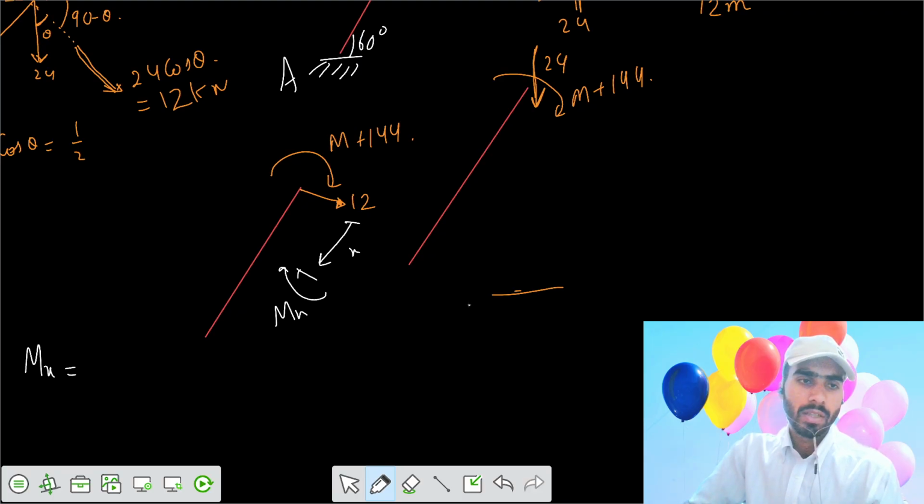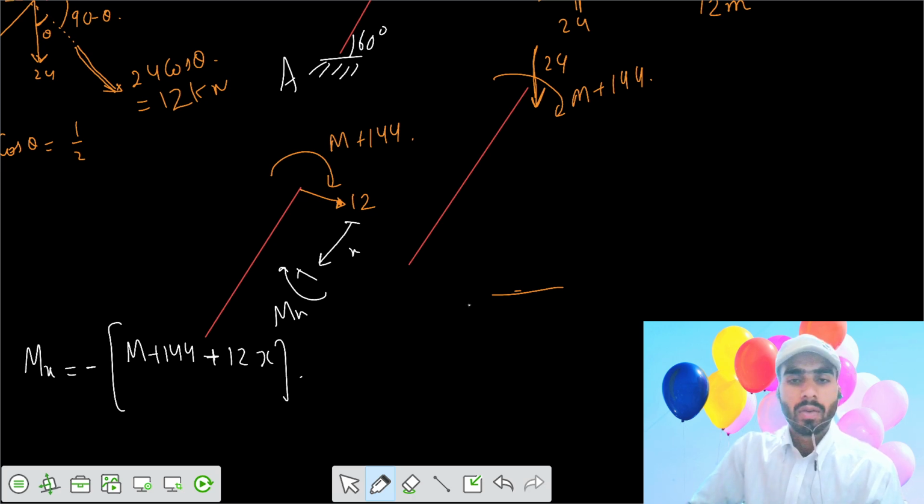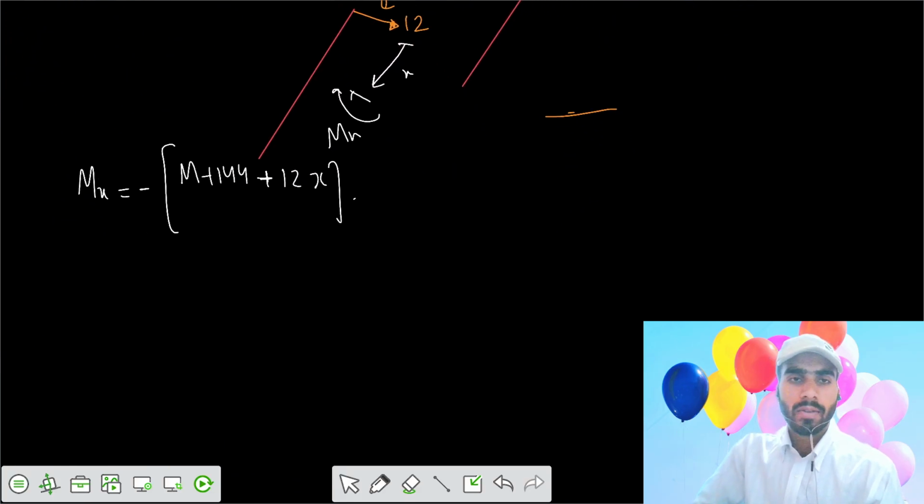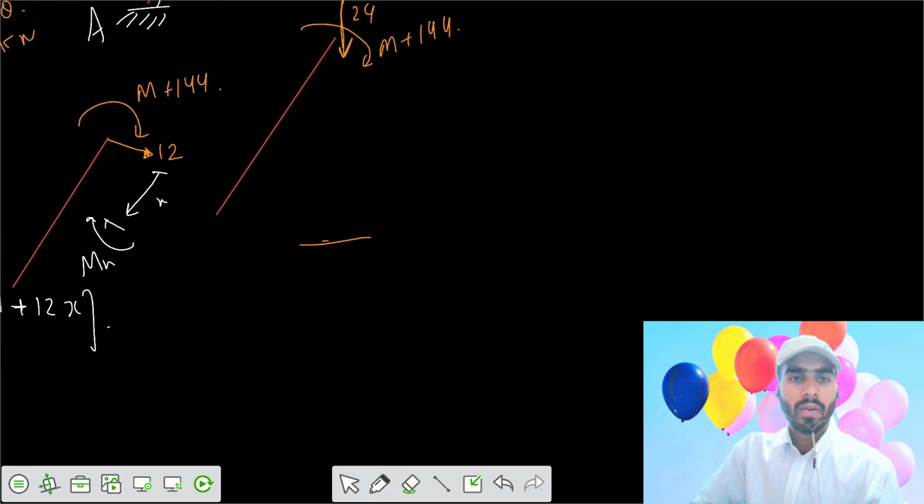That's clockwise, so that is minus times M plus 144, and this is clockwise, and the next one is also clockwise, so we write it as positive 12 times x. So we got the value of Mx. We need to find the theta at C. So for theta, you need to differentiate with your moment M. So dou Mx by dou M is minus times 1.